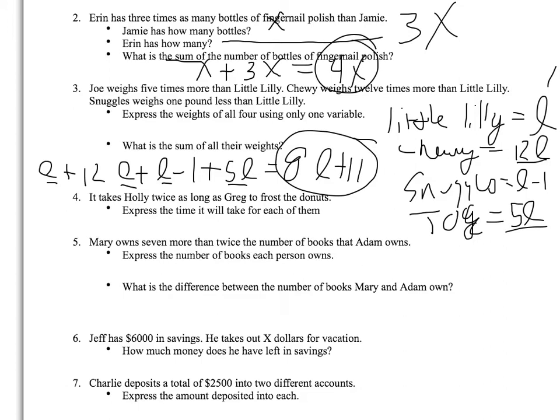Okay, so it takes Holly twice as long as Greg to frost the donuts. Express the time that it will take each of them to frost the donuts. So, who takes longer to frost the donuts? Well, because it takes Holly twice as long as Greg, we're going to let Greg be the time it takes to frost the donuts. So let X equal Greg's time. Now, Holly takes twice as long, twice meaning 2 times, so Holly would just be 2X. So that's exactly how we're doing that one.